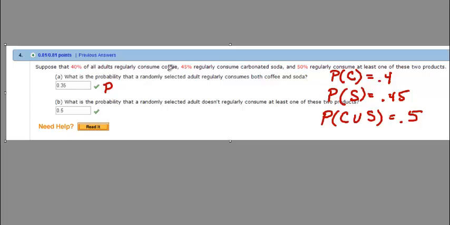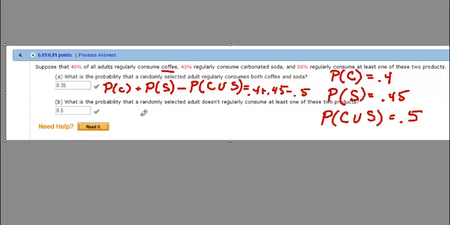They're also going to be in the coffee list, and there are also going to be people that drink soda and vice versa. So we're going to do the probability of the coffee plus the probability of the soda, and then subtract out all of those doubles where they were doing coffee or soda. So what I do for that is 0.4 plus 0.45 minus the 0.5, and that's how I arrived at my 0.35.